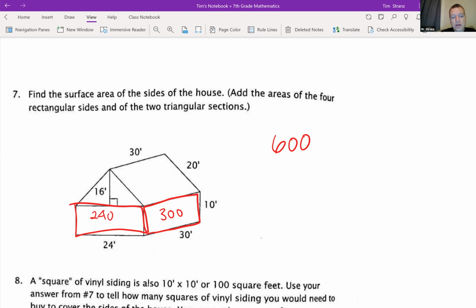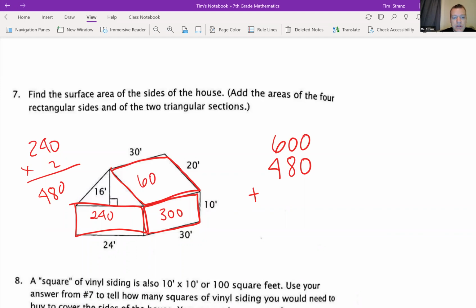Okay, and there's a front and back. So 240 times 2, that's going to be 480. So we got 480. Okay, and I'm guessing they just want us to do the whole thing. So if we take the slanted part of the roof, 30 times 20, which is 600, there's going to be another side, so that's 1200.